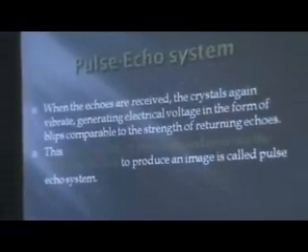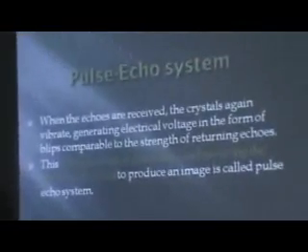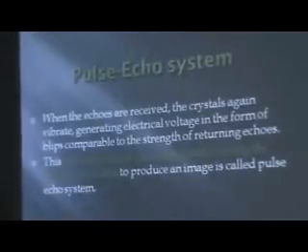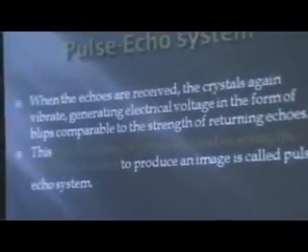And when the ultrasound waves reflecting back from the various viscera strike the crystal, that produces an electrical voltage, and that electrical voltage forms an electron cloud on the back of the screen, and this electron cloud forms an image or picture on the screen. So this whole system of generating and receiving the ultrasound waves to produce an image is called the pulse echo system.